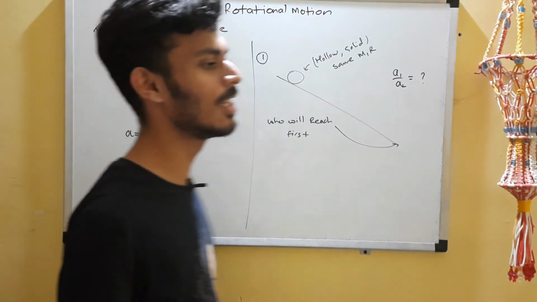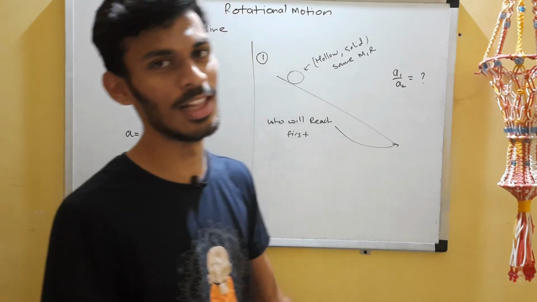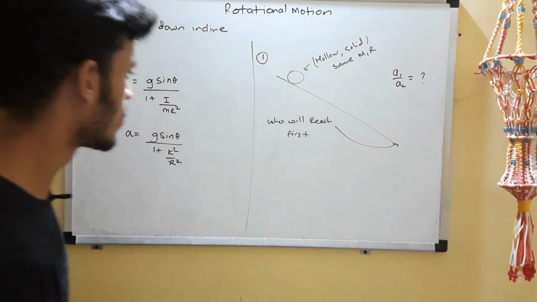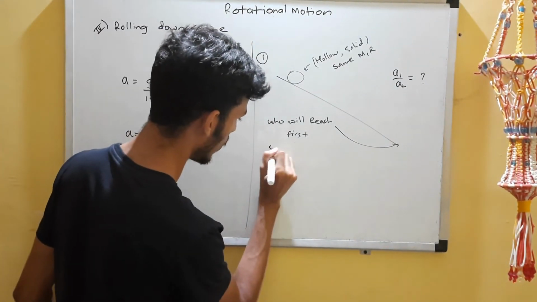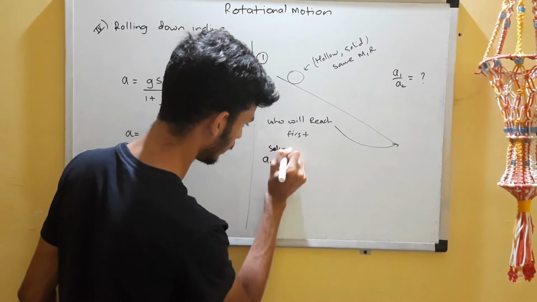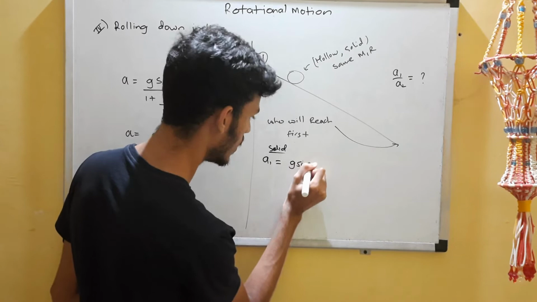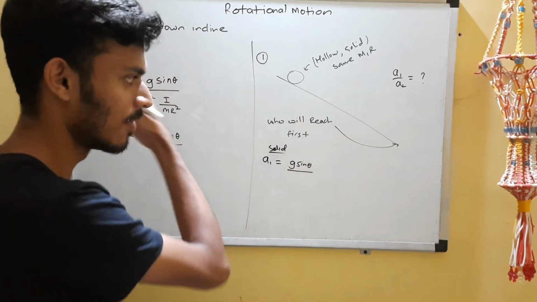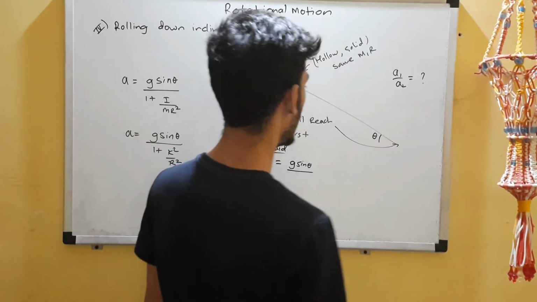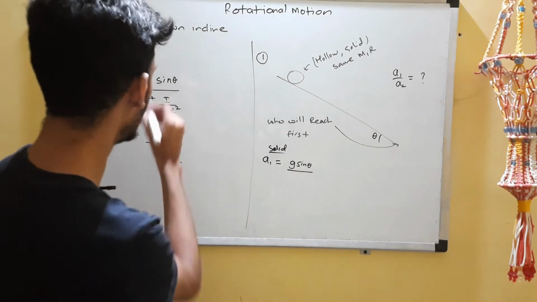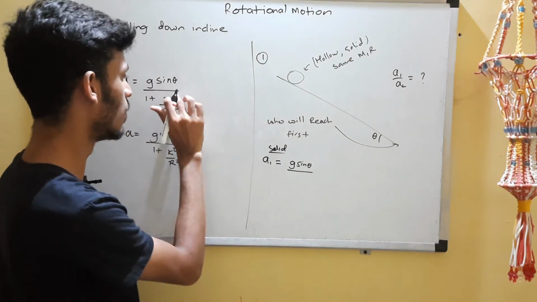Okay, so basically the one which has higher acceleration will reach the bottom first. Okay, so A1 will treat it as a solid sphere. So we have g sine theta, which is constant in both the cases. If you see, theta is the same, and g is of course a constant. The only thing that is differing over here is the moment of inertia.